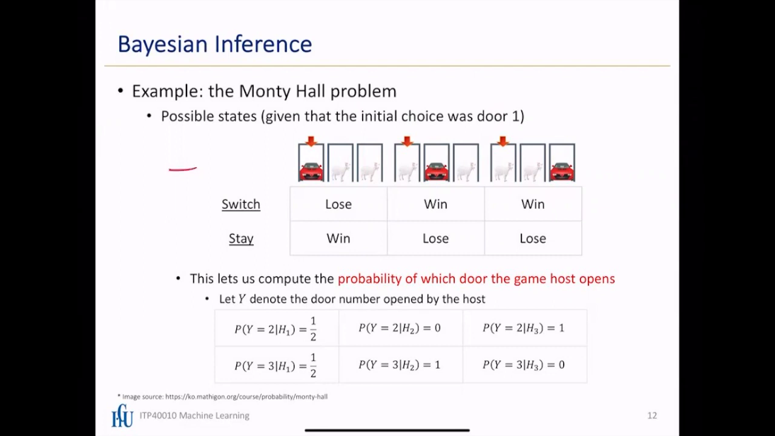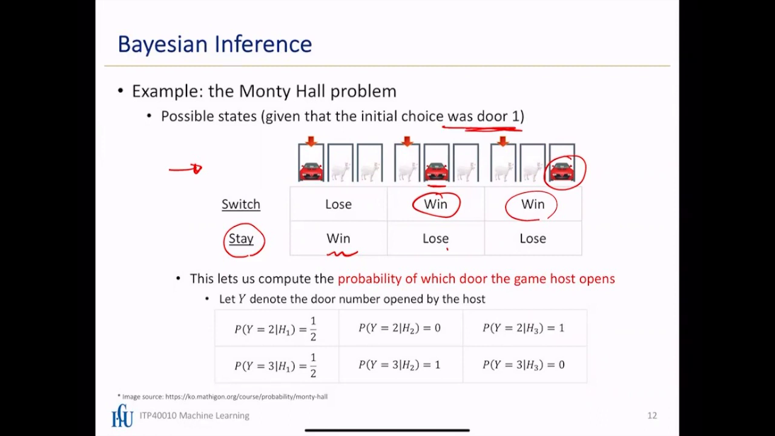Here I enumerated all the possible cases. Your initial choice was door number 1. Maybe the prize was behind that door. If that's the case, if you stay, you will win. There could be a case that the prize was actually behind door number 2. In this case, if you stay, you will lose. If you switch, you will win. And there is a third case that is actually not possible because the game host opened the third door already. But if the car were behind door number 3, then you would have to switch to door number 3 to win.